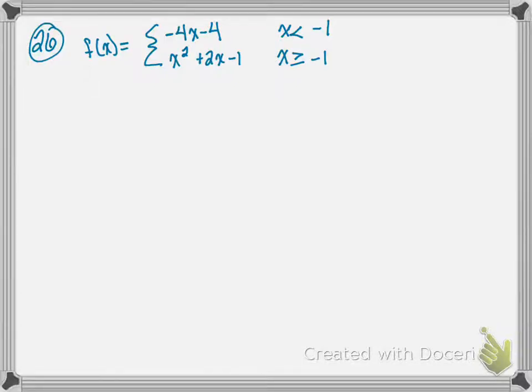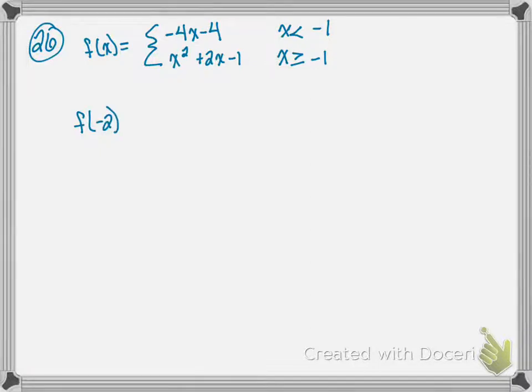So I had a request for a piecewise function. We are not graphing piecewise functions. We're not graphing piecewise functions at all. We are evaluating piecewise functions. So for this particular piecewise function, we are evaluating f of negative 2.